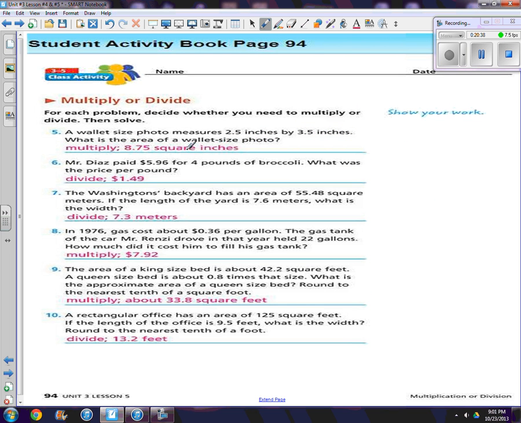You can see multiply 8.75 square inches or inches squared, same thing. So then the next one, Mr. Diaz paid $5.96 for 4 pounds of broccoli. What was the price per pound? To get that, you'd have to divide 4 into $5.96. You would get $1.49.